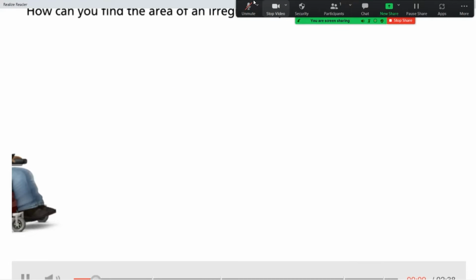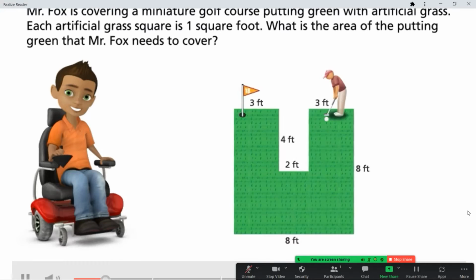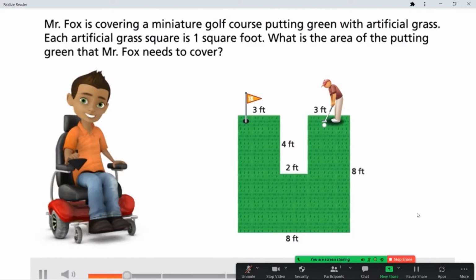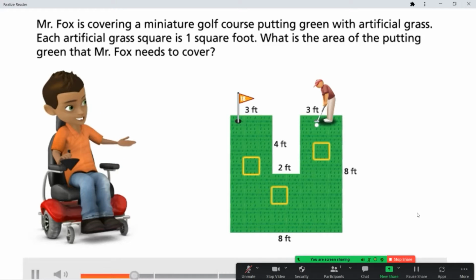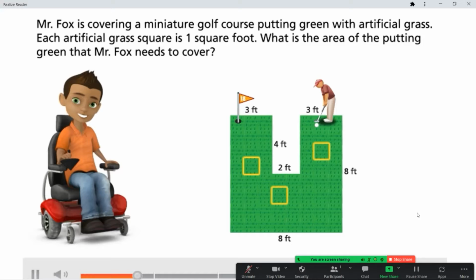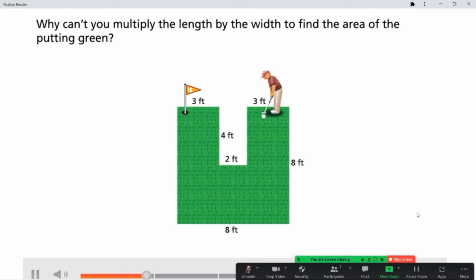How can you find the area of an irregular shape? Mr. Fox is covering a miniature golf course putting green with artificial grass. Each artificial grass square is 1 square foot. What is the area of the putting green that Mr. Fox needs to cover? Why can't you multiply the length by the width to find the area of the putting green?